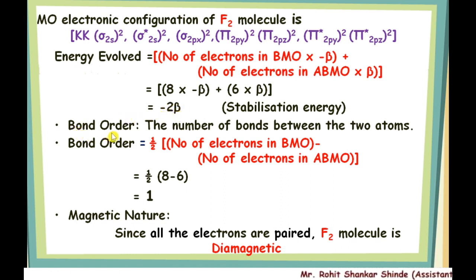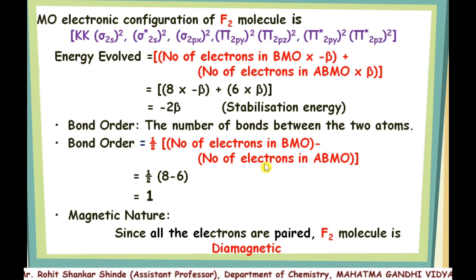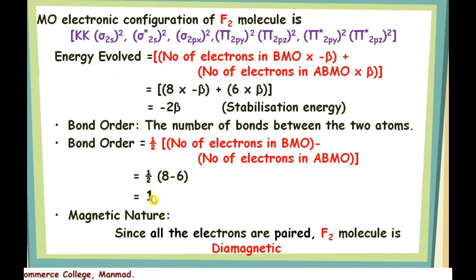Now calculation of bond order. The formula is 1/2 in bracket number of electrons in BMO minus number of electrons in ABMO. So number of electrons in BMO is 8 minus 6, that is 2. So 1/2 into 2, it becomes 1. So bond order 1 suggests that there is presence of only one bond between the two atoms of F2 molecule.